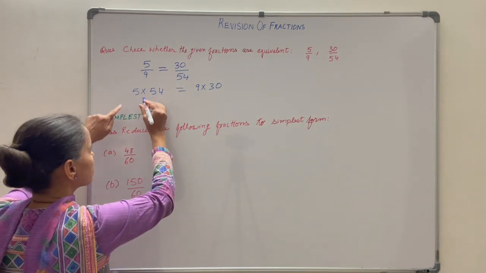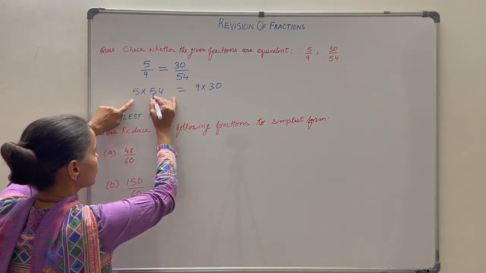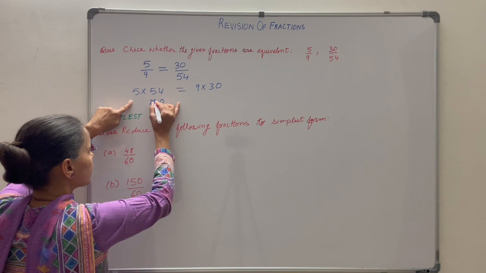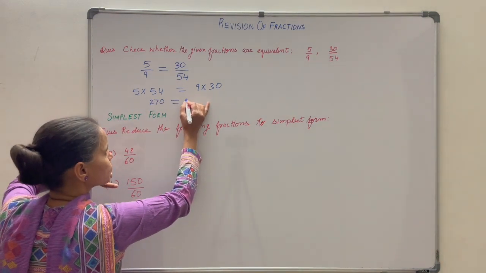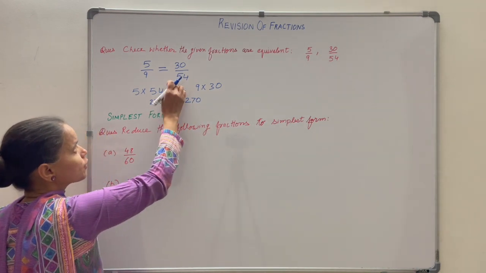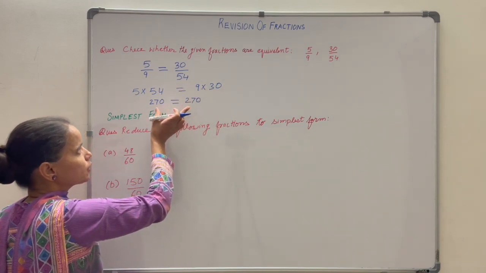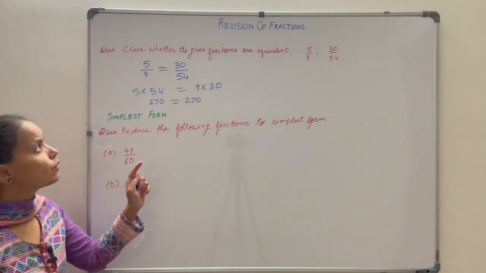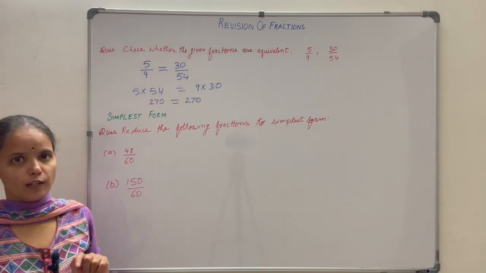So when you multiply 5 into 54, what do you get? 5 4s are 20, carry over 2. 5 5s are 25, plus 2 is 27. So this is 270. 9 into 3 is 27 and this 0. So you can see when you cross multiply 5 into 54 and 9 into 30, you get 270. So the answer is yes, they both are equivalent fractions.